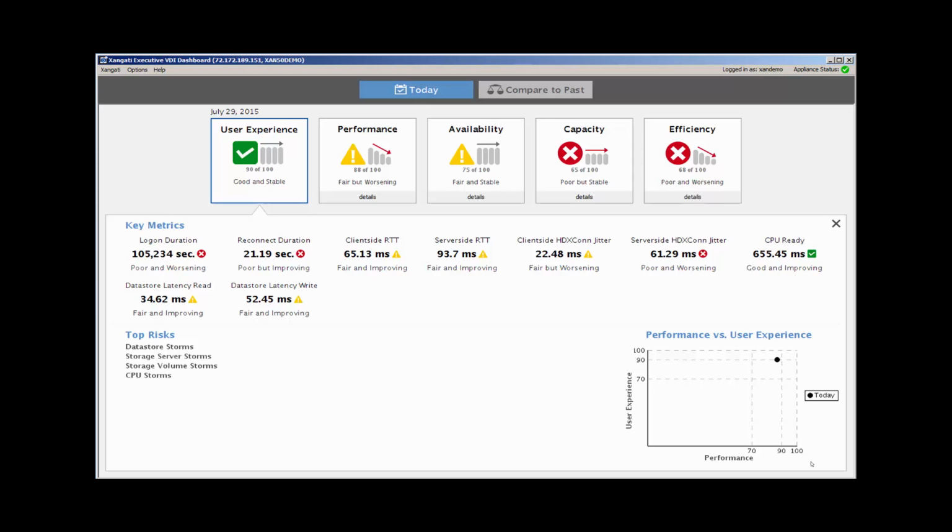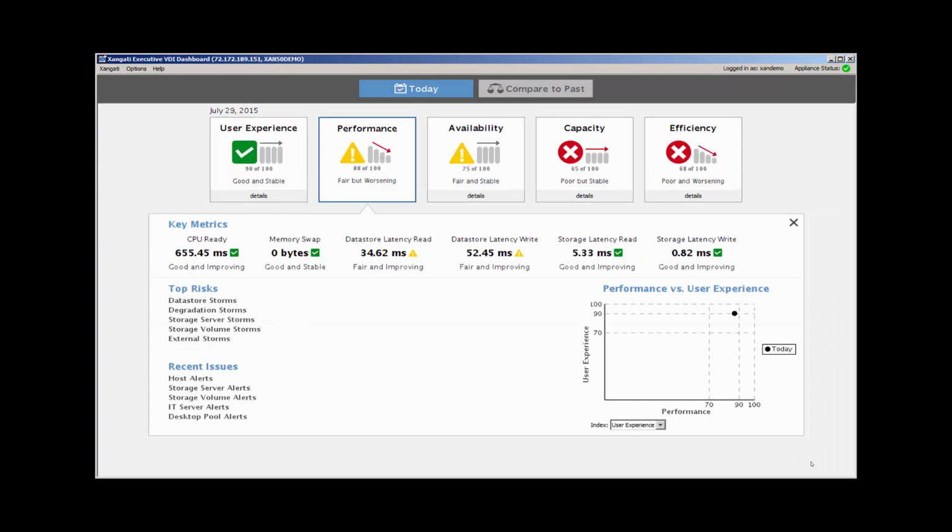This is a summary. When it comes to performance, we're looking at what's going on with CPU and memory, again data store latencies for read and write, as well as looking at the storage system's point of view for read and write. Right now, they're fair, but they're getting worse. So somehow the storage system is getting stressed, and that's causing problems in the environment. You can see again, it's listed as top risks, degradation of the data stores.